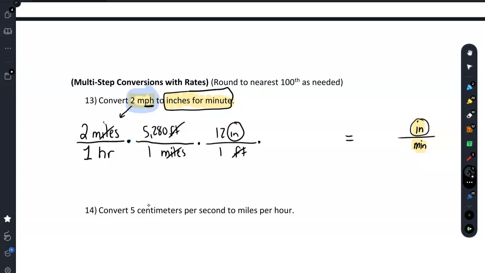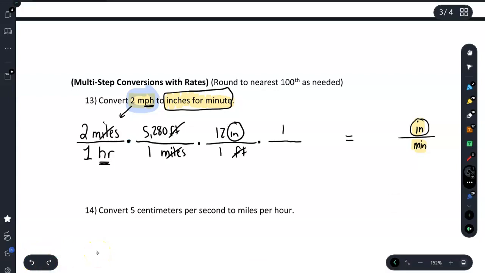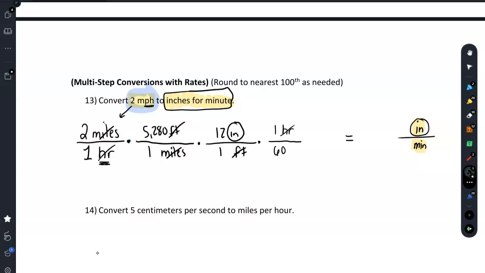Now I need to come way back over here, and I see that I have hours on bottom. So I want to come up with some fraction that has hours on top, and these aren't beside each other, right? That's fine because multiplication doesn't have to bump up next to each other. I can cancel out at any time. So hours on top here, since I had hours on bottom, that's going to cancel. And I have 1 hour is 60 minutes. So now I have minutes on bottom and inches on top, which is what I wanted.